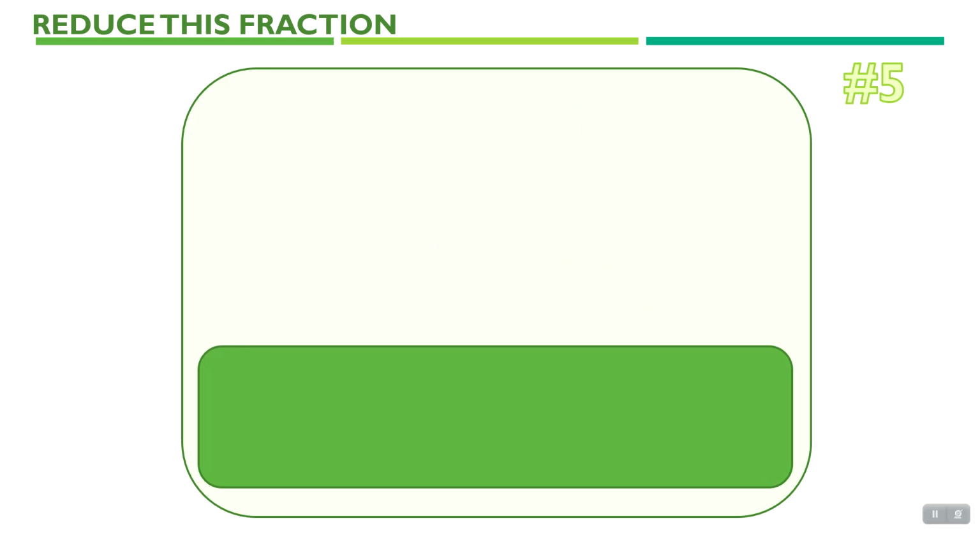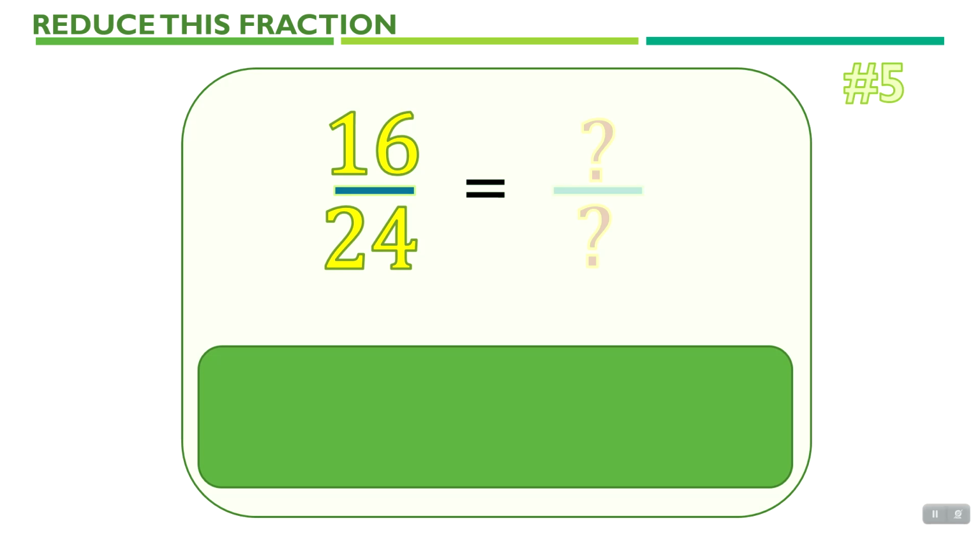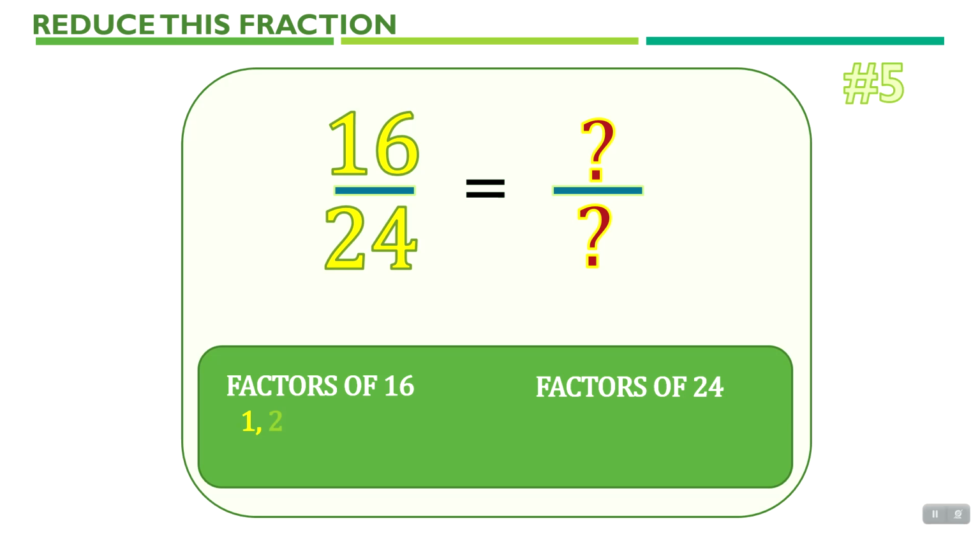Let's look at number 5. 16 over 24. What can we reduce 16 over 24 by to give us an answer in lowest terms? Let's list the factors of 16 and the factors of 24. What are the factors of 16? 1, 2, 4, 8, and 16. The factors of 24, there are a lot of them. 1, 2, 3, 4, 6, 8, 12, and 24.